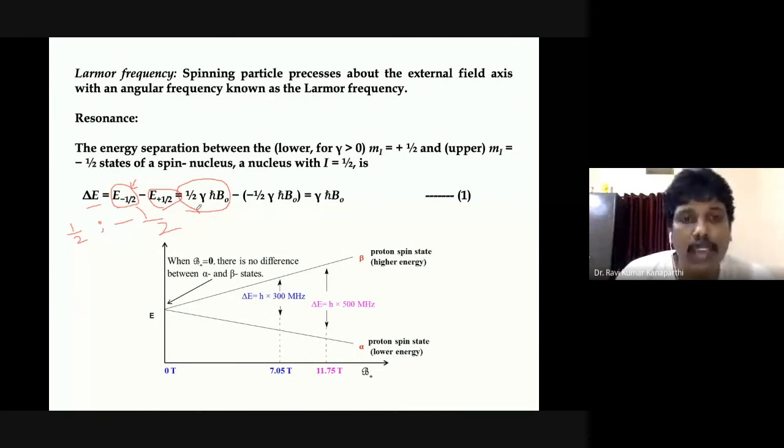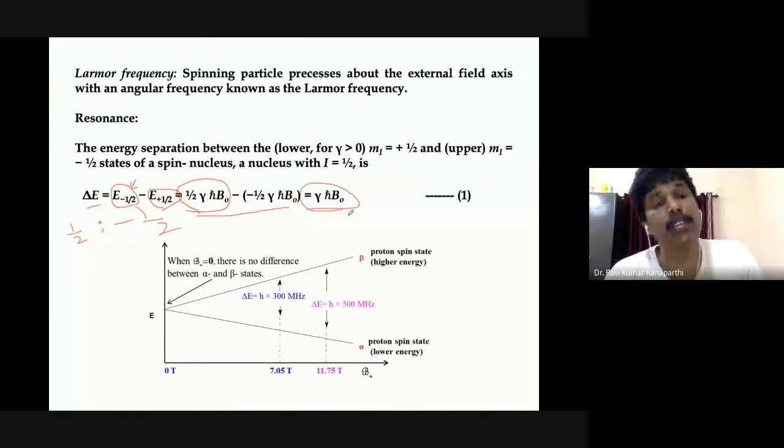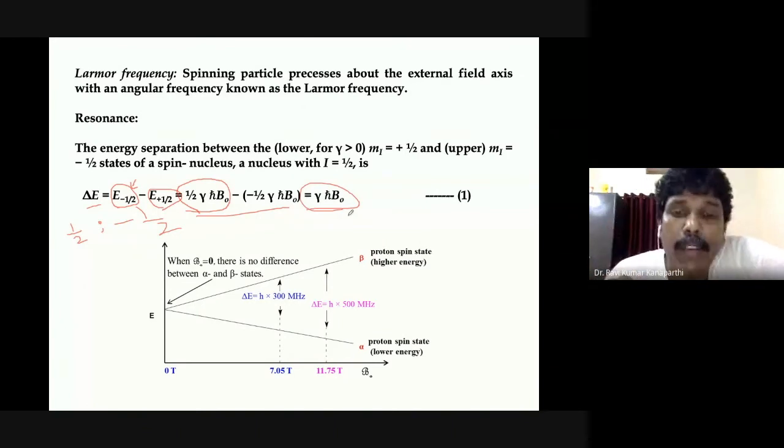So it is half gamma h cross B0 minus minus half gamma h cross B0. Now if you combine these, there is a minus half and a minus sign, so both together it is a positive sign, plus half, and then there is another plus half over here. Then the energy difference between the two nuclear spin states is given by gamma h cross B0. This is a very, very important expression.